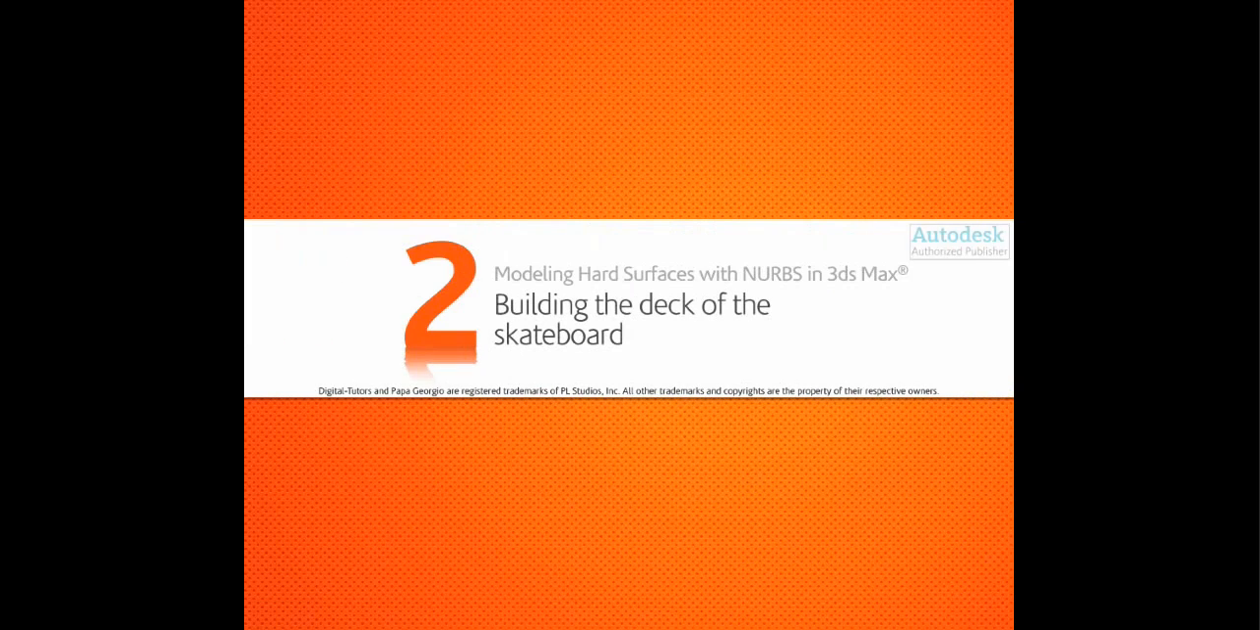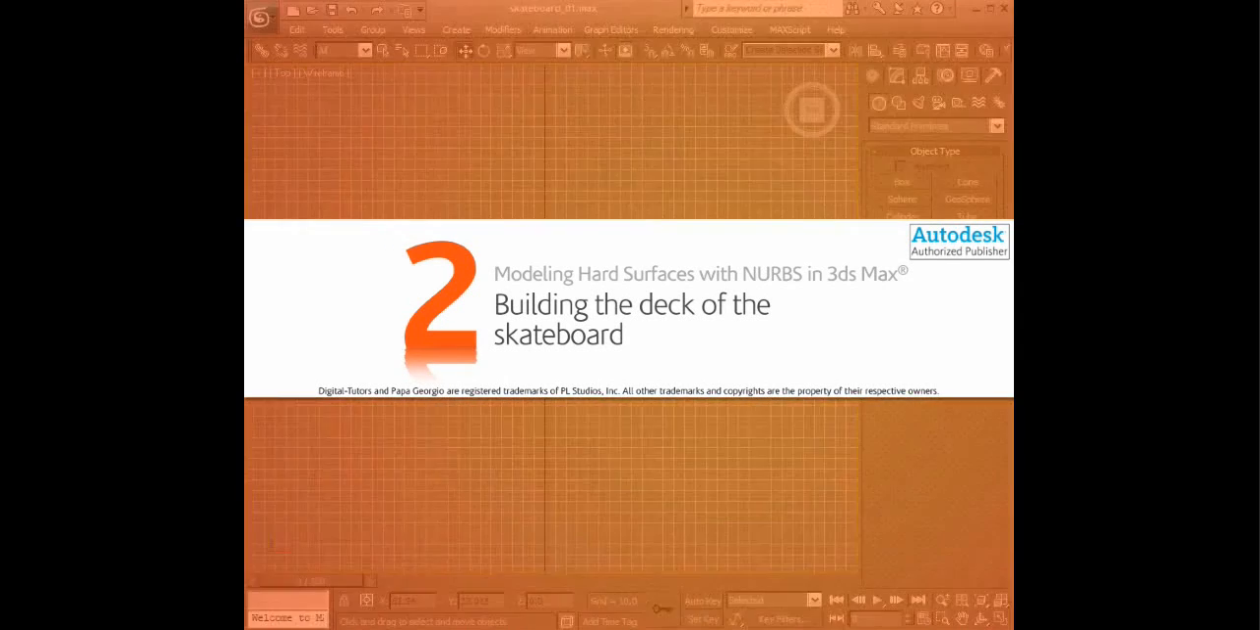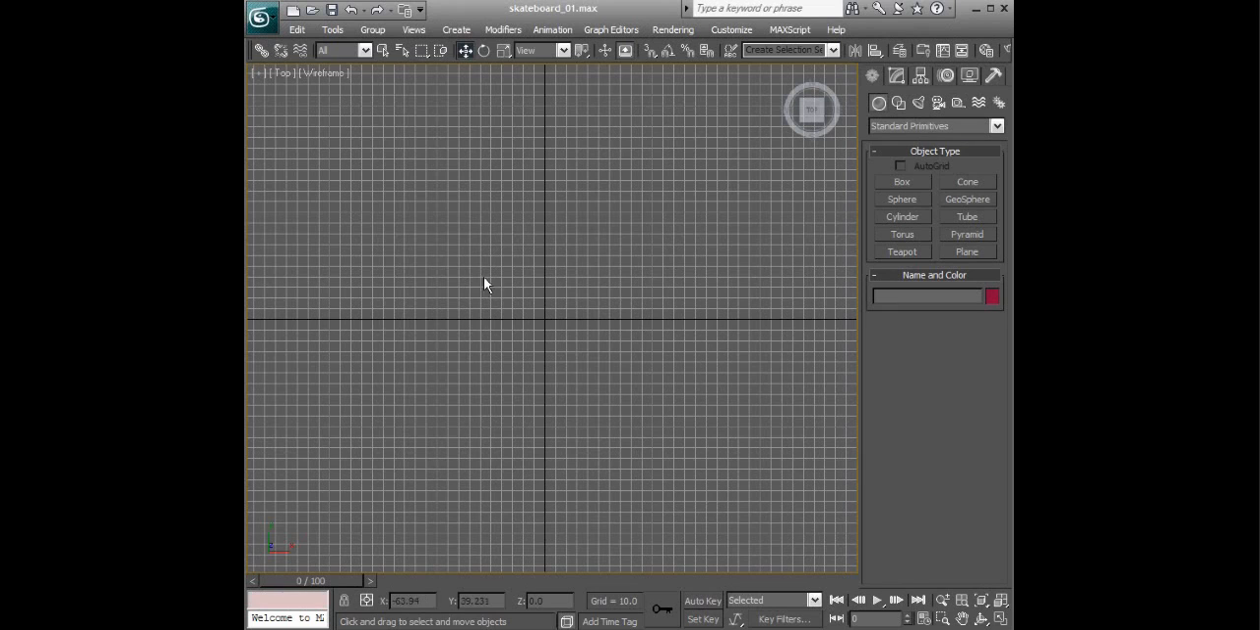In this lesson, we'll begin to build the deck of the skateboard by using some splines and NURBS curves. So, to start with, we want to build kind of the profile or the outline of the skateboard from the top view. So it's kind of a rectangular shape with some round ends.